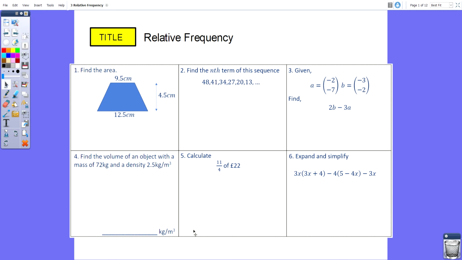Hi Year 10, today we're looking at relative frequency. So your 6 questions for the starter are up on the screen. Pause the video, have a go at all 6 of these, and when you've finished, unpause the video to mark them.